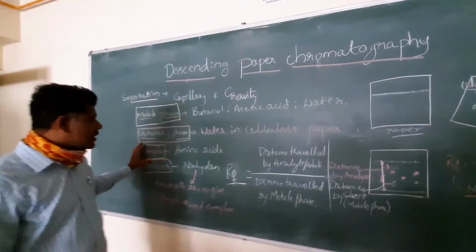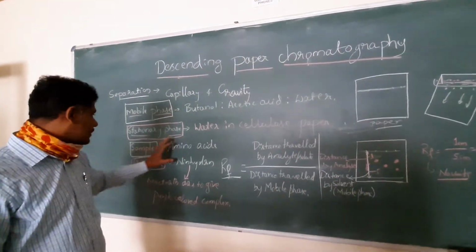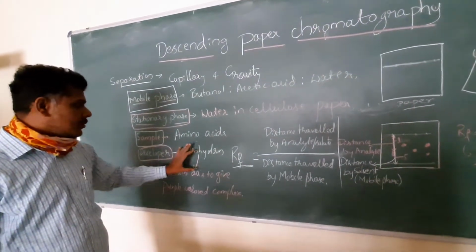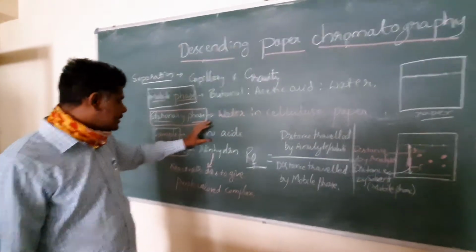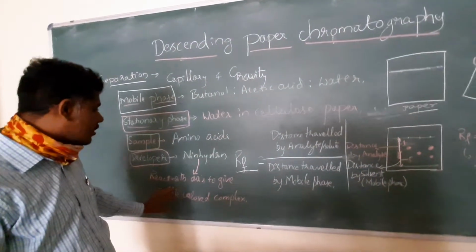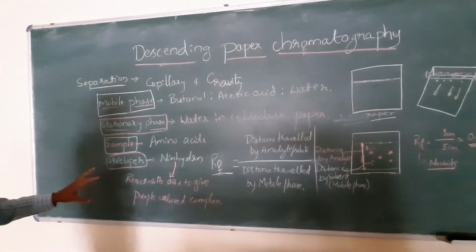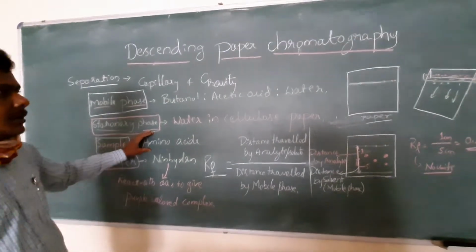The sample which we are going to separate in this case, the analyte, is amino acids, and the developer which we are using is ninhydrin. So what exactly happens is that ninhydrin reacts with the amino acid and forms a purple color complex, which will help us in seeing those particular amino acids, as the amino acids by themselves are colorless.